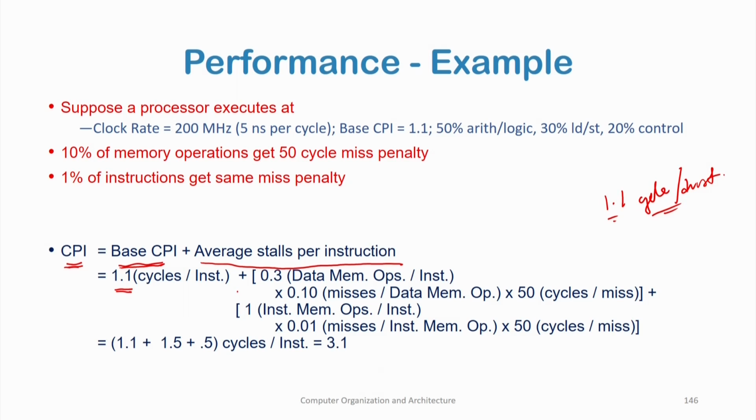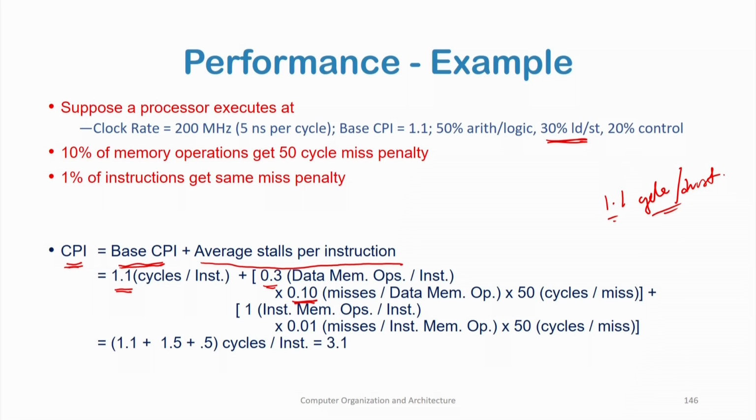In addition, I have stalls. So, what is the average stalls per instruction? We said that 30% or 0.3 are data memory operations. Okay. So, 30% are load store, that means data accesses are 30%. Out of this 30%, there is a miss rate of 10%. So, 90% of the times I get the data that I require at a certain level of memory.